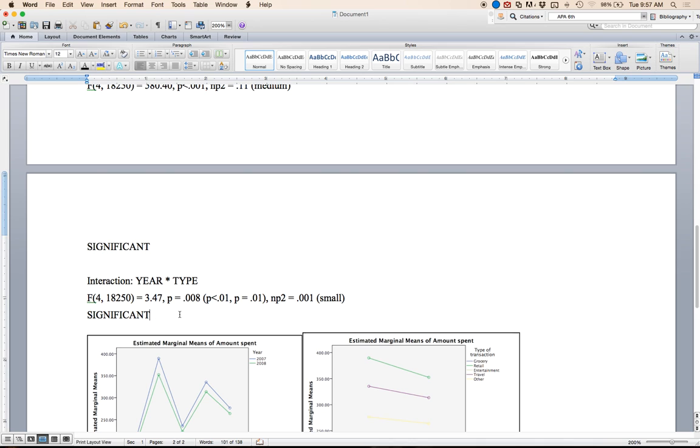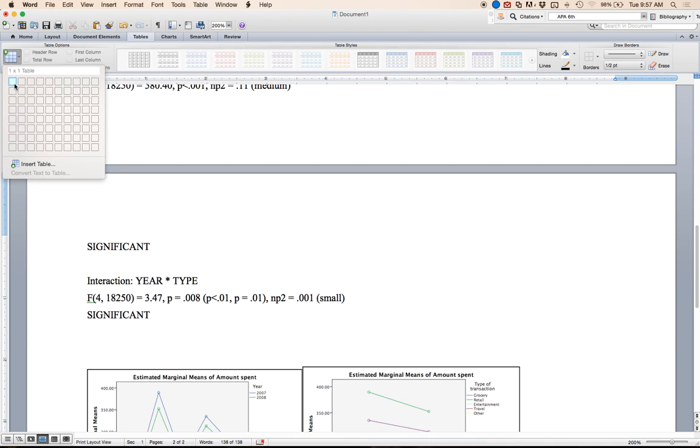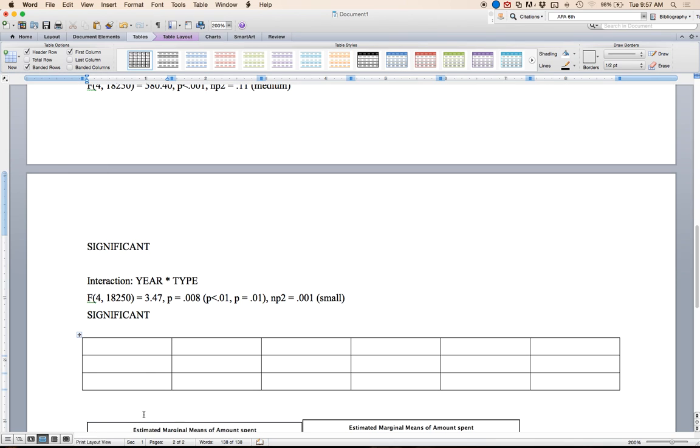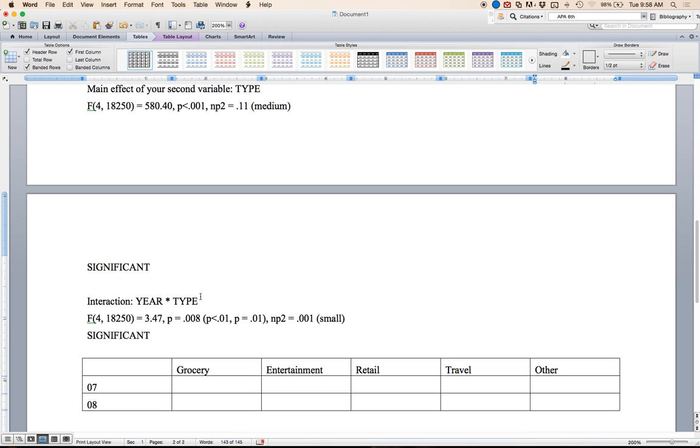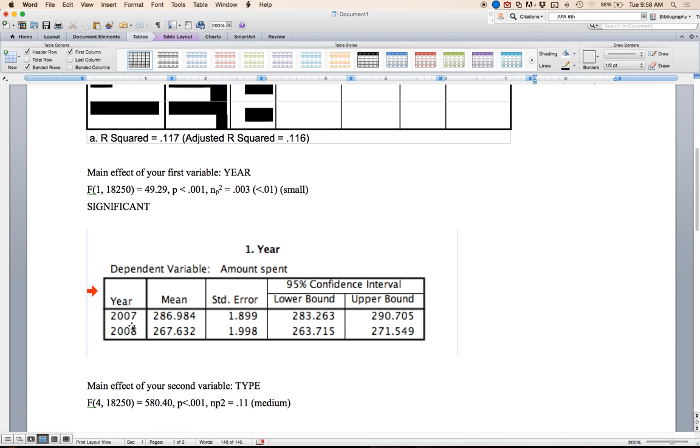So let me make you a chart real quick, because I'll need this in a minute. We've got 2 types of years and 5 types. So let's say this is 07, 08, and this would be grocery, entertainment, retail, travel, and other. If I had all the scores in here, with my levels on the side and my conditions in the middle, the marginal means are the scores ignoring the other variable, or the ones out in the margin.